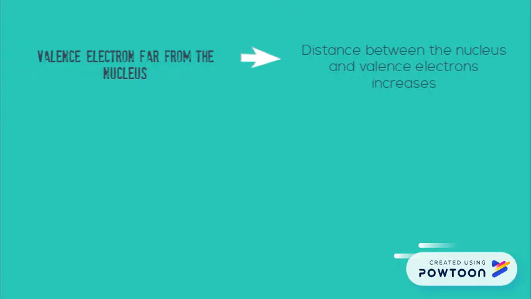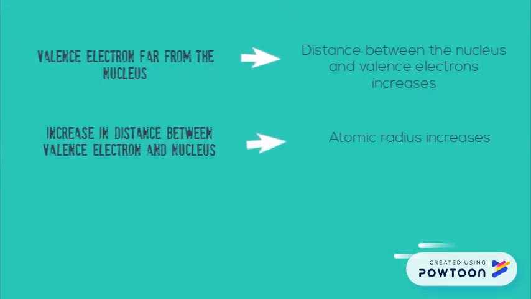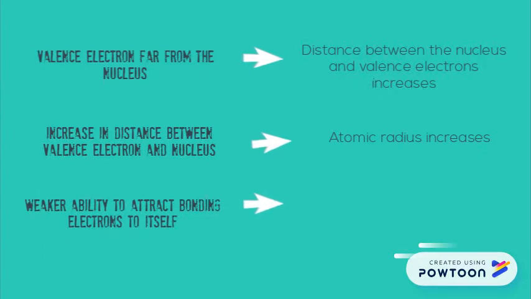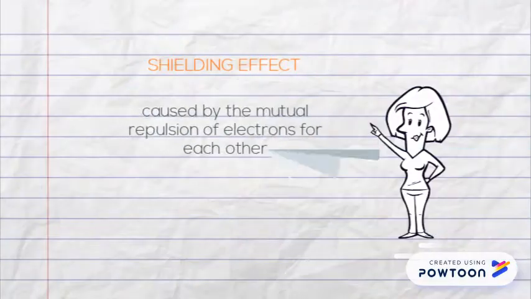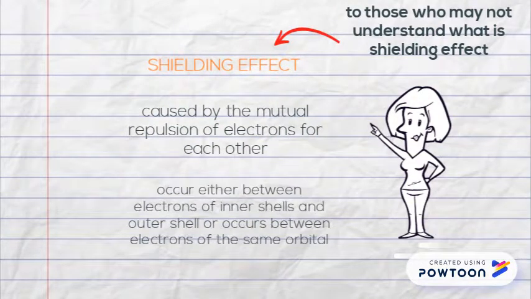When the distance between the nucleus and valence electrons increases, the atomic radius also increases, which leads to the weaker ability of the element to attract bonding electrons to itself. Thus, electronegativity of the element decreases. Shielding effect is caused by the mutual repulsion of electrons for each other.